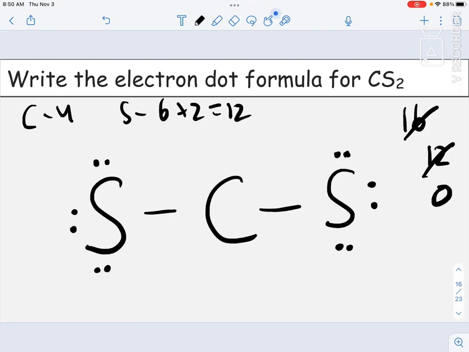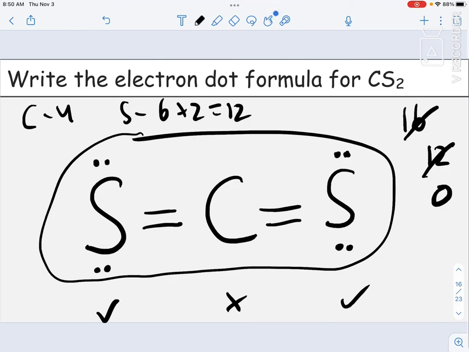If we do a happiness check, sulfur's happy on the left, carbon is not happy because it only has 4, sulfur's happy on the right. So carbon needs 4 more electrons to be happy. So what am I going to do? From each sulfur, I'm going to take 2 of each. So I'm going to take the 2 electrons from the sulfur on the left, create a double bond, and I'm going to do the same thing with the sulfur on the right: 2 electrons, and I'm going to create a double bond on the right. This is the correct answer for the dot formula for carbon disulfide.